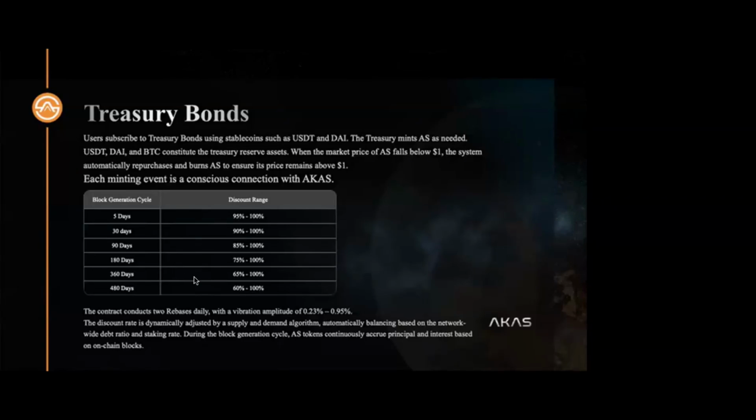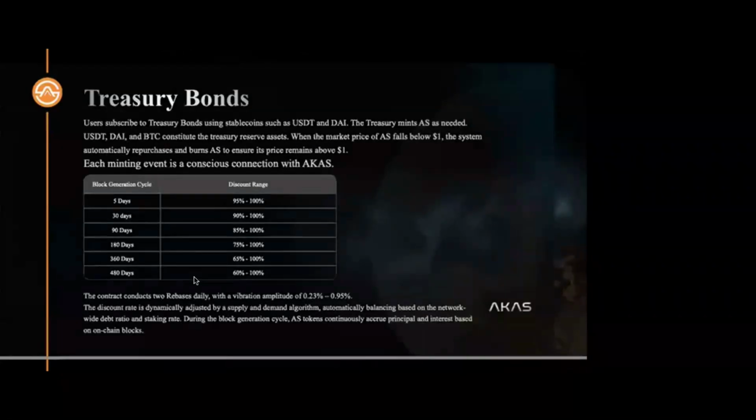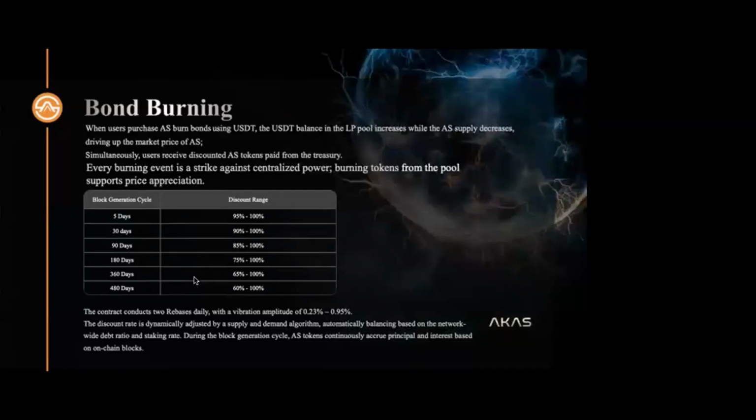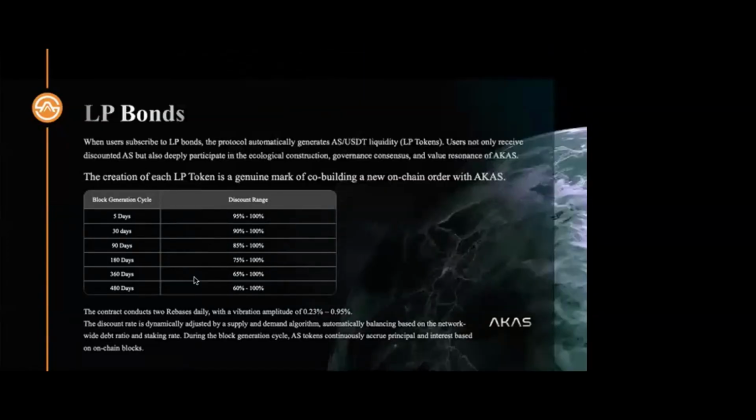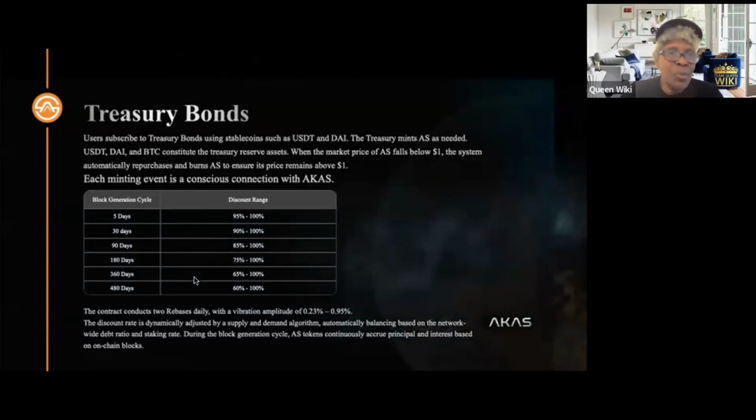So treasury bonds, LP bonds, and bond burning won't give the same discount rate at the same time. It's no different from banks. They'll give you different interest rates depending on different products. The bonds are the product, and they have 3 separate sub products in the category. Let me explain these products.